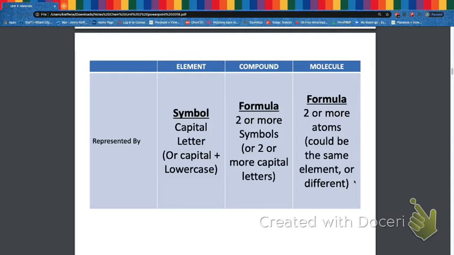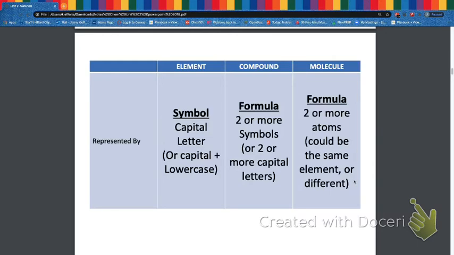These are symbols, okay? So everyone around the world, no matter what language you speak, you recognize this is sodium. If you speak Russian, if you speak Chinese, if you speak French, that's sodium. So these are symbols, not abbreviations. We've got to keep that in mind.